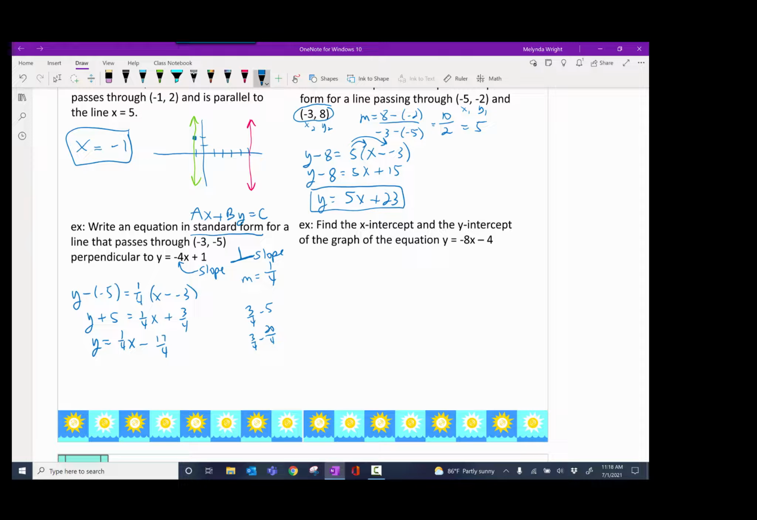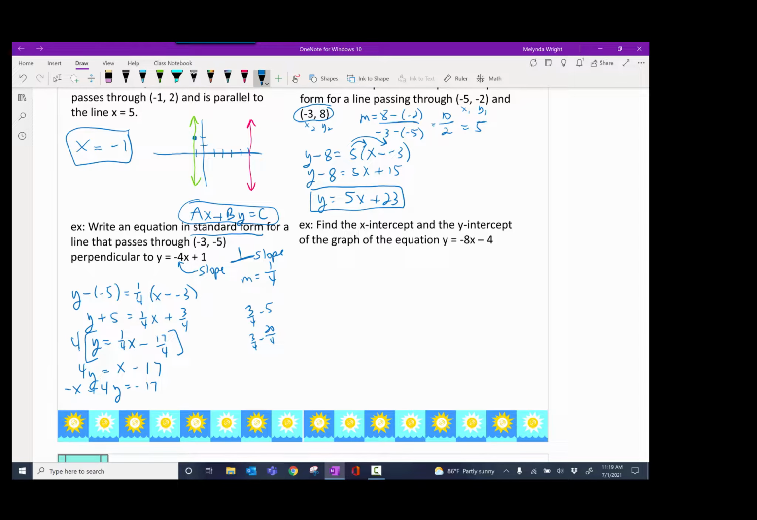We need it to look like this, and we really can't have fractions. So I want to clear the fractions next. I would multiply the whole equation by 4 since my common denominator is 4. So that would give me 4y equals x minus 17. Okay, making progress. We need to have the x come first and then the y and then the number. Okay, well let's move the x over. So I've got negative x plus 4y equals negative 17.